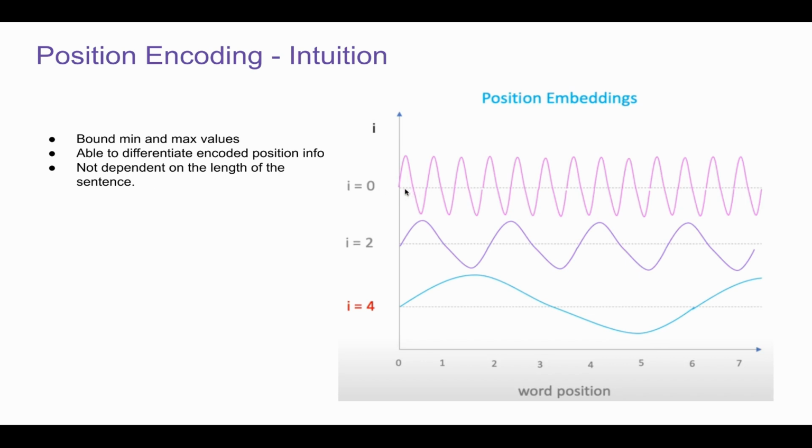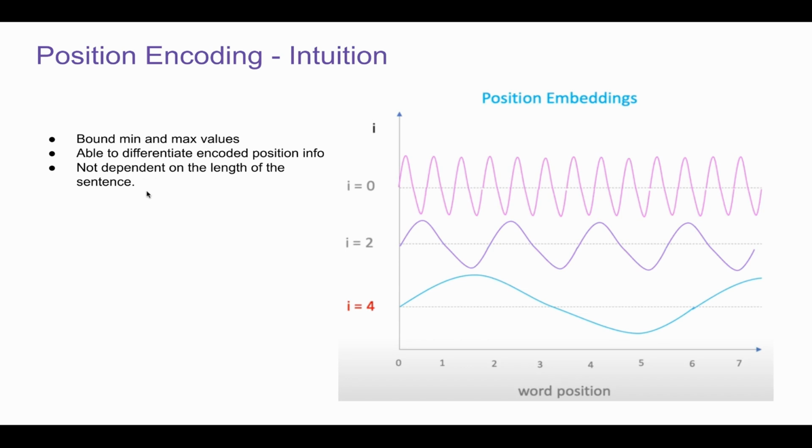For example, for 2i equals 0, two points at two word positions have the same value. If you look at 2i equals 2 and 2i equals 4, the values are going to be different. So the position encoding is actually different, even if for 2i equals 0 they have the same value. For the other two i's, they're going to have different values. So this algorithm is able to differentiate encoded position.